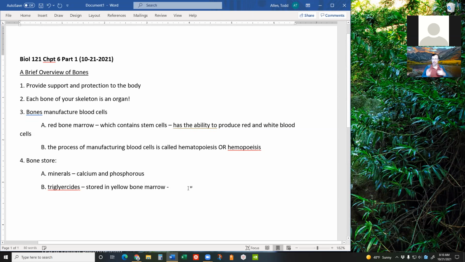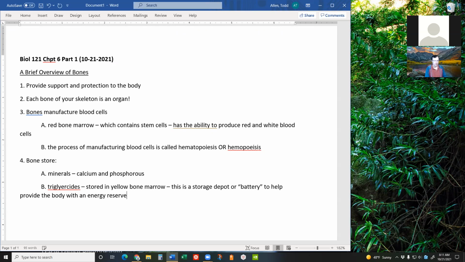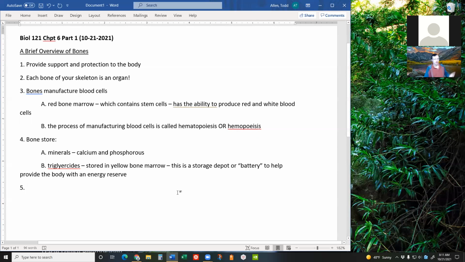We might even think of the yellow bone marrow as the equivalent of an Energizer battery, right? I mean, it's not literally equivalent. We don't literally have an Energizer battery in our bone marrow, but the yellow bone marrow stores biochemical fuel in the form of triglyceride. This is a storage depot or quote unquote battery to help provide the body with an energy reserve. So we store material, we store minerals, we store triglycerides.